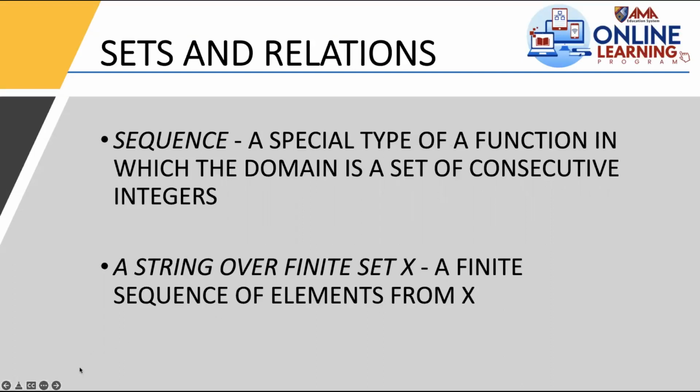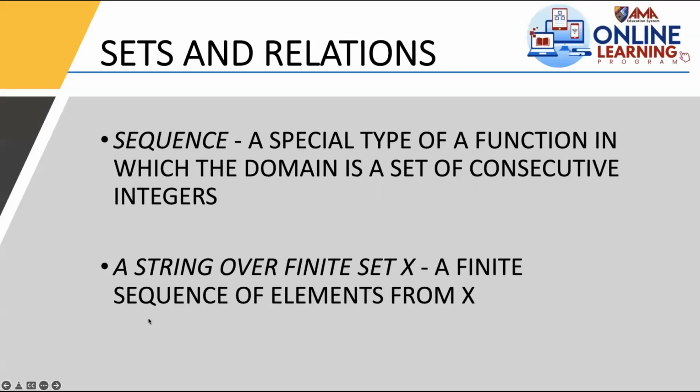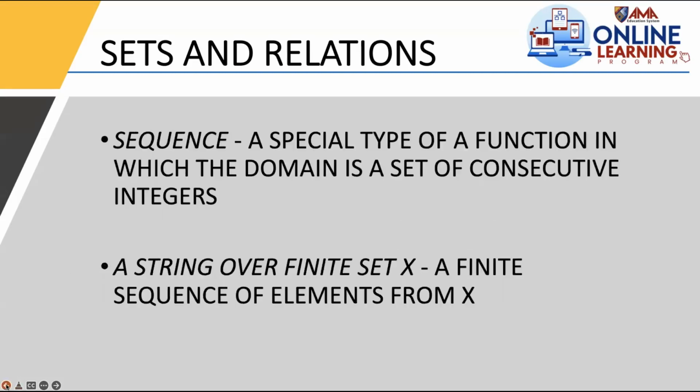So let's give an example. You have this X, no? A, B, C, okay? And so we will get a string from here. So a string may be BAAC. There can be repetition, but we get it from here, or ACAB. So a string is what? Over finite set X. So this is finite because it's not infinite, okay? You can get the number of elements, 3. Even if it's 100, 1,000, still finite, no? You can count them.